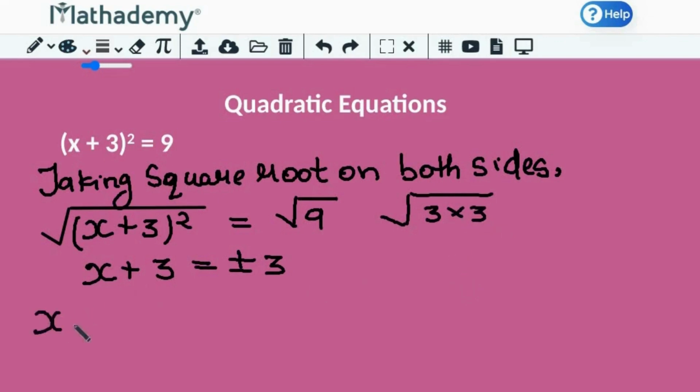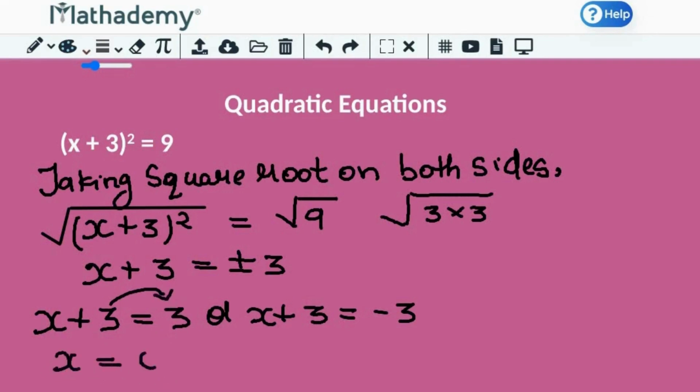So now I can say x + 3 is either equal to 3 or x + 3 is equal to minus 3. When I transpose this 3 onto the other side, I get the value of x as 0. Or when I transpose this 3 on the other side, I get the value of x as minus 6.